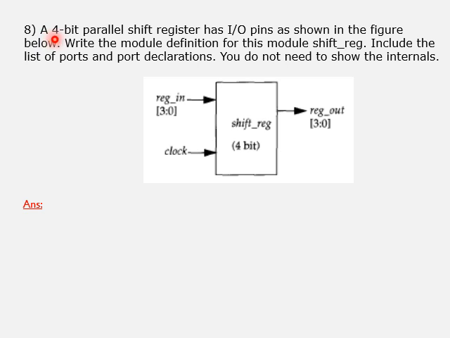Question number 8. A 4-bit parallel shift register has I/O pins as shown in the figure below. So this figure is a 4-bit shift register. It has two inputs. One is register_in, which is a 4-bit vector. The other one is clock, and one output which is again a 4-bit vector, that is register_out. Write the module definition for this module shift register. Include the list of ports and port declarations. You do not need to show the internals.